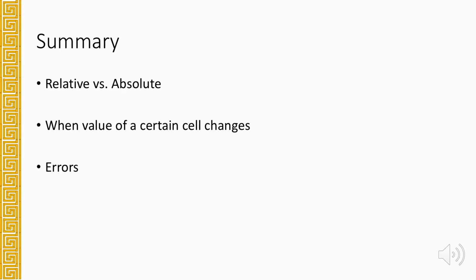To summarize, I have covered the difference between the relative and absolute cell references, and what happens when the value of a certain cell changes and when we have locked it, and also the errors when using the dollar sign incorrectly.